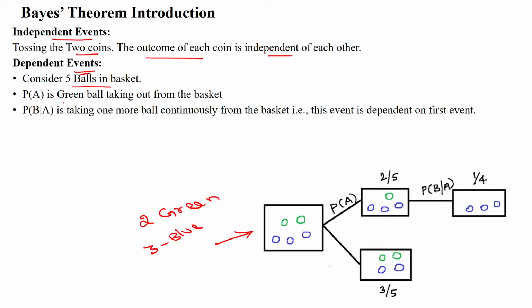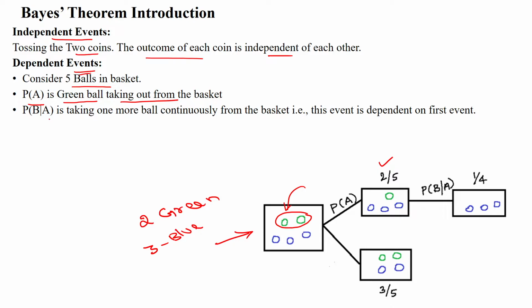So here the probability of A is taking out a green ball from the basket. So probability of A is taking one of the green balls out of these five total balls. Here we have two green balls, so from these two we can take any one, which is 2 divided by 5. So taking the green ball out of the basket of 5 balls is 2 divided by 5.